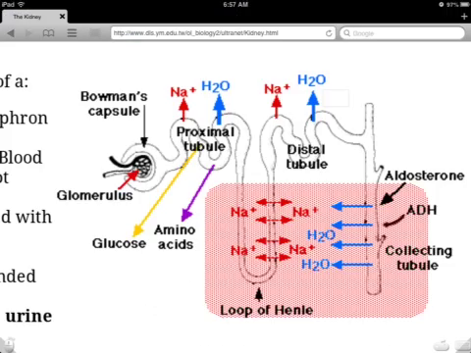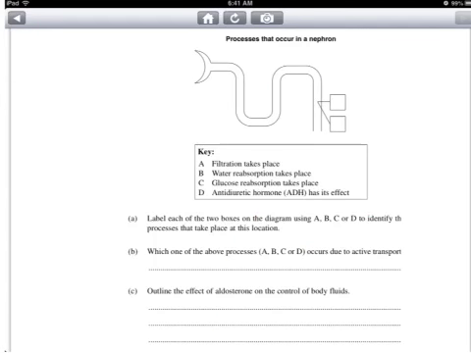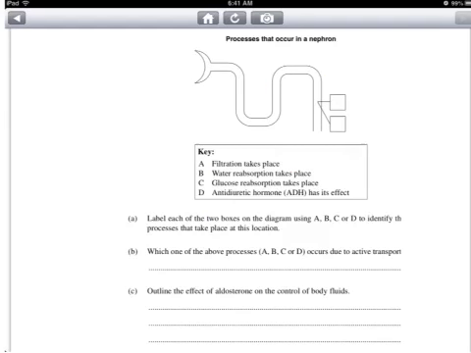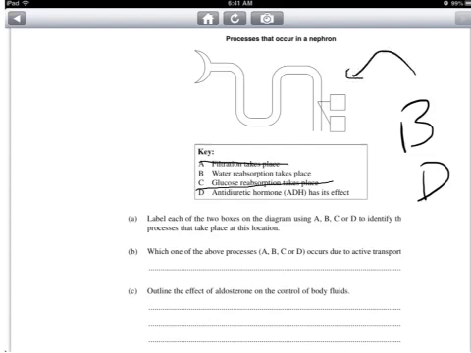So here we can see that all of the filtration takes place at the Bowman's capsule, so it can't be that. Filtration takes place at the Bowman's capsule, so that one's out. Glucose reabsorption also takes place in the proximal tubule, which is far from where A, B, C and D are meant to be. So we can take out filtration and glucose reabsorption. That leaves B and D, so the answer here is B and D.